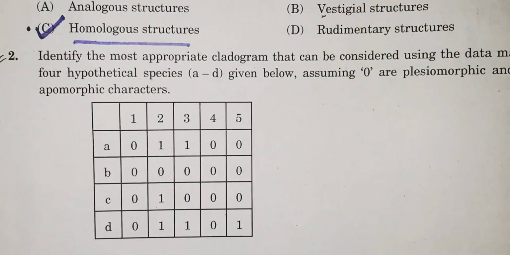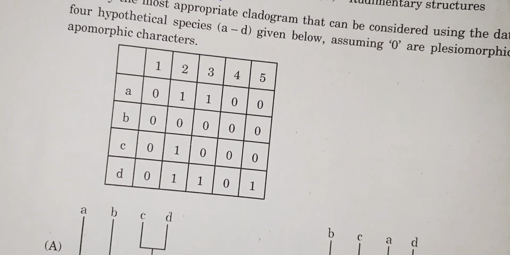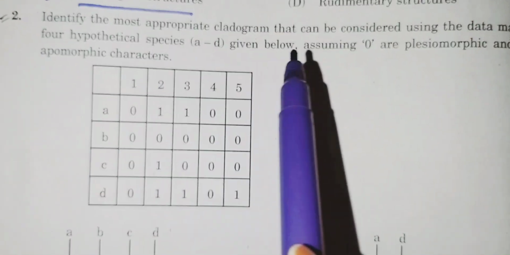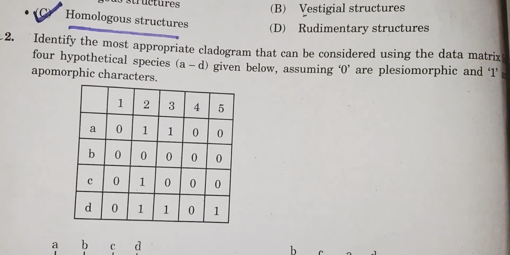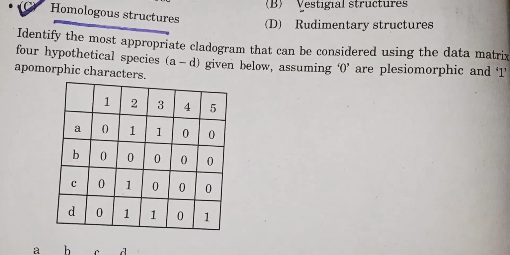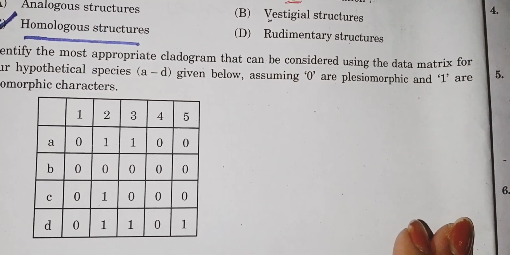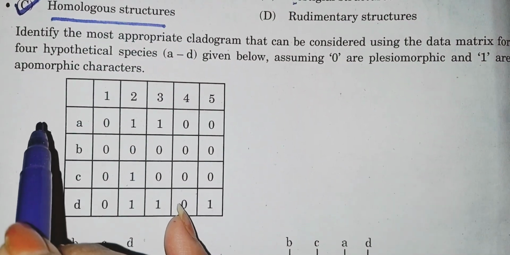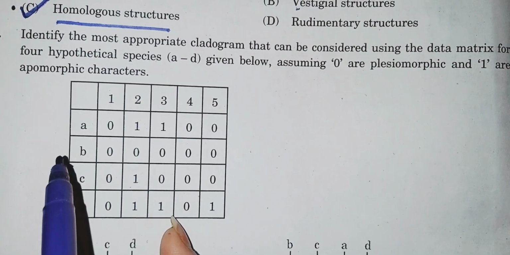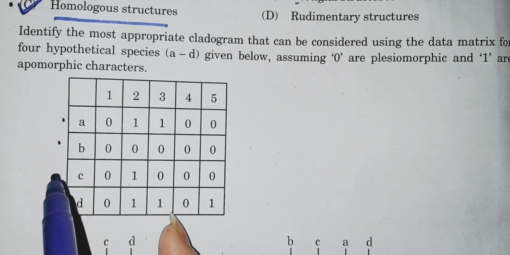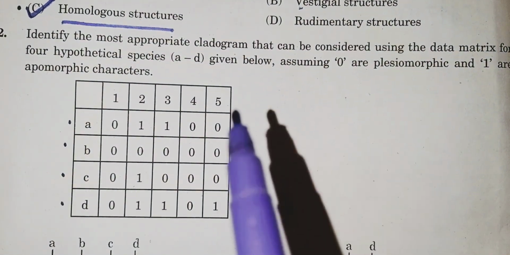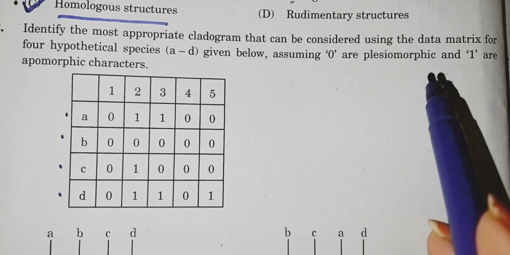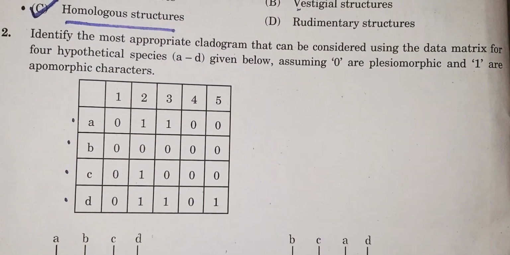Now coming to the second question: identify the most appropriate cladogram that can be considered using the data matrix for four hypothetical species. See, four hypothetical species are given here: A, B, C, D. Assuming 0 are plesiomorphic and 1 are apomorphic characters.